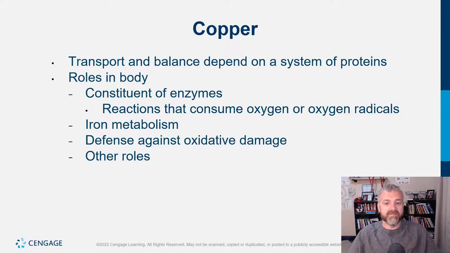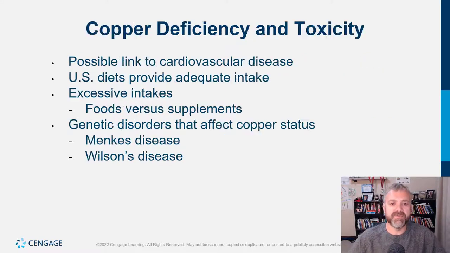All right, copper. We're going to run through the rest of these relatively quickly. Copper transport and balance depends on a system of proteins, based on needs again. Roles in the body: it's a constituent of lots of enzymes, in reactions that consume oxygen or oxygen radicals, which is what basically powers your metabolism. Copper is needed for iron metabolism, and we talked about how higher iron levels can impact copper metabolism. Defense against oxidative damage, which is what free radicals do. Those are some of the big ones.